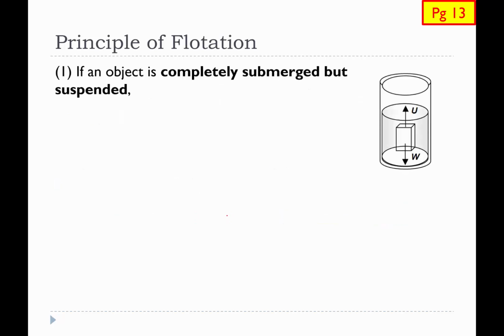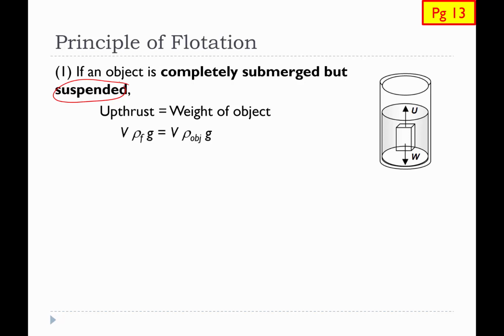So here we have two examples. In the first example here, we have an object that is completely submerged but suspended. So basically suspended tells me that the object is actually floating. So if it's floating, then the upthrust is equal to the weight of the object. And upthrust is given by the weight of the fluid displaced, which is basically V rho G, volume submerged, multiplied by the density of the fluid multiplied by G. But the weight of the object is essentially the volume of the object multiplied by the density of the object multiplied by G. And since in this case it is completely submerged, the volume submerged is also equal to the volume of the object, and that's why they share the common notation, and I can actually cancel them off, leaving me with density of the fluid equals density of the object.